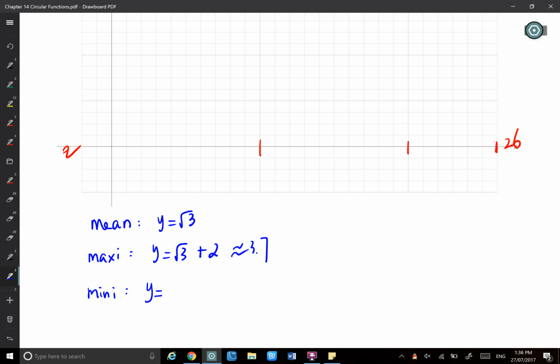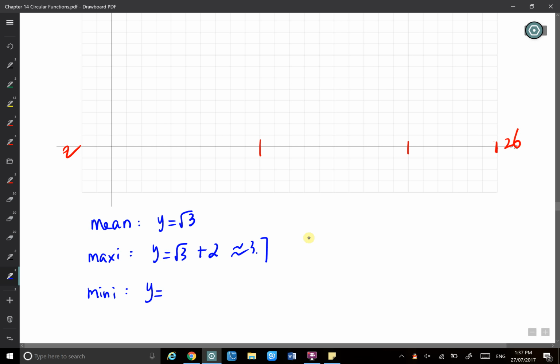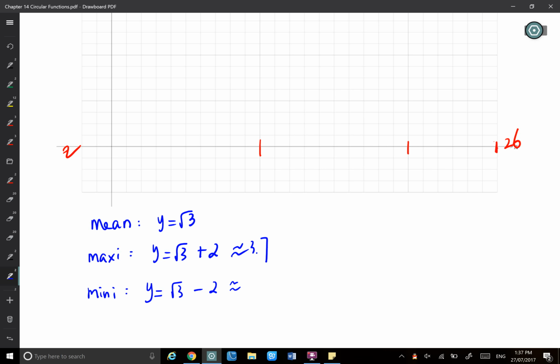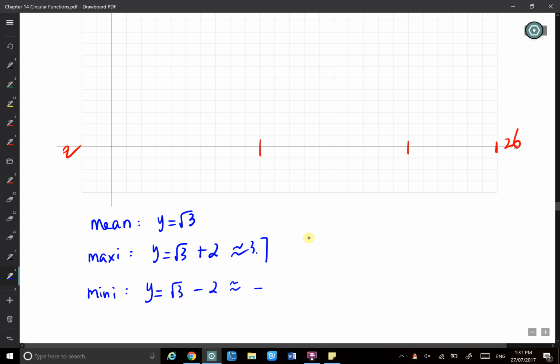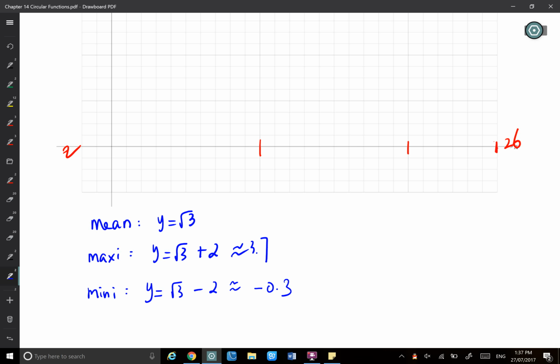Where is the minimum? I need to go down. I still need the exact value, but I want you to know about where. So it's root 3 minus 2. I need to go down by 2 units. About what? Negative 0.3. Okay, let's have a think. The maximum value is 3.7 and the minimum is negative 0.3.